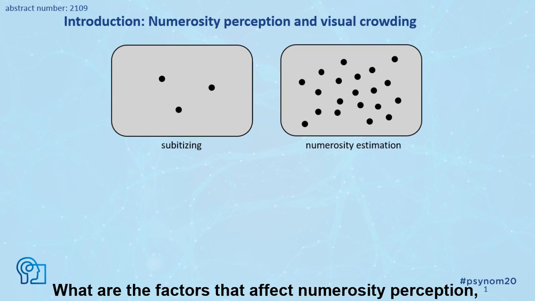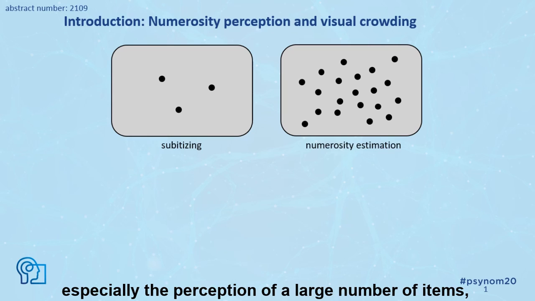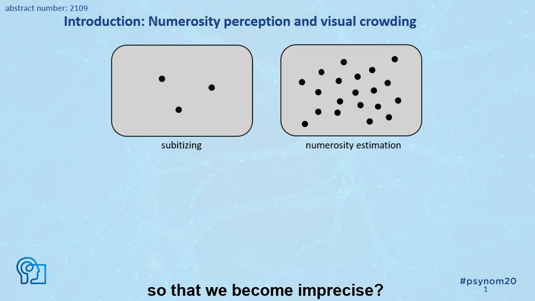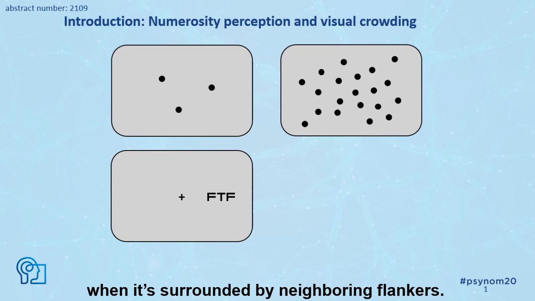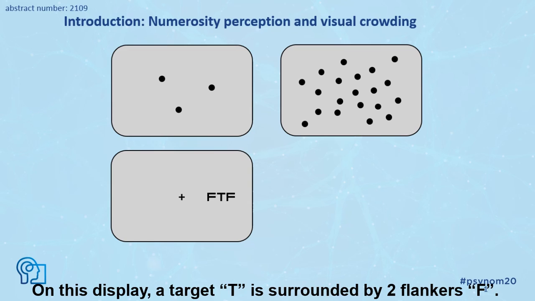What are the factors that affect numerosity perception, especially the perception of a large number of items, so that we become imprecise? One of the proposed factors is crowding. Crowding refers to the inability to identify a target when it's surrounded by neighboring flankers. On this display, a target T is surrounded by two flankers F.